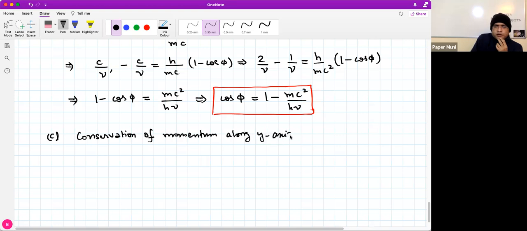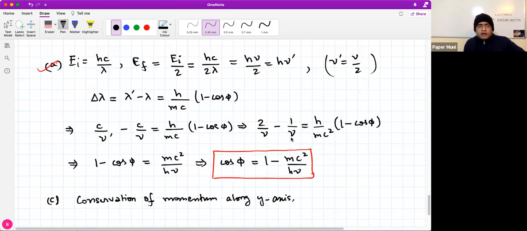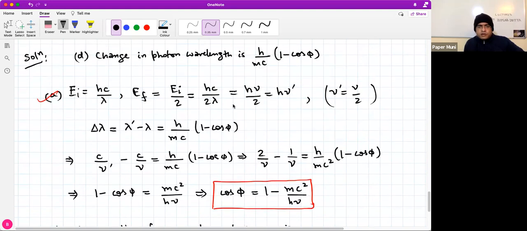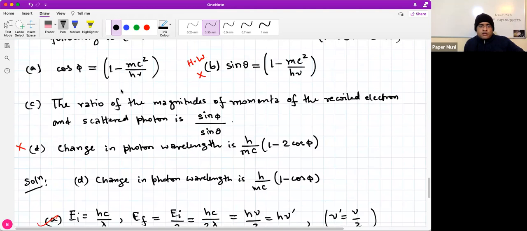Along the y-axis. Now, if somebody asks me that, how should this click in the mind? It's a derivation two, three lines long. You just have to remember where you can get cos phi from. Of course, cos phi is there in the Compton shift. So you can start with that, and you'll get this result.